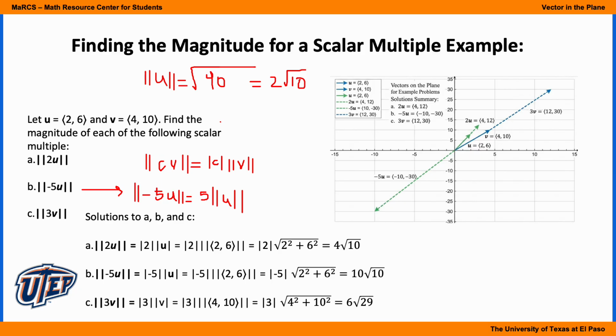It was 2 times the square root of 10. So now we can plug that in, and we'll have 5 times 2 times the square root of 10. Now 5 times 2 gives us 10, and then times the square root of 10, and that is how we got the answer for part B. Now part C is the same concept or the same steps, but now we have to do the vector v, and I will leave that one as practice for you.